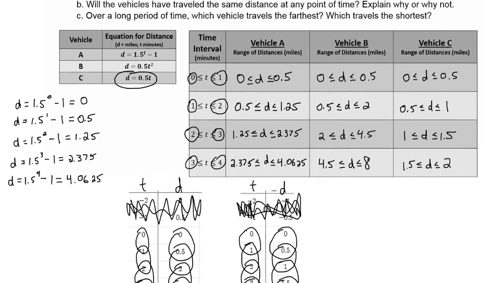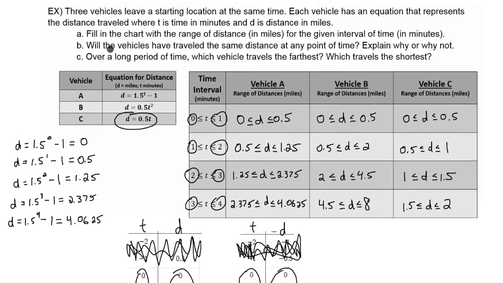Okay, so we have our table filled out, and now we're asking, will the vehicles have traveled the same distance at any point of time? So let's see. We have 0 minutes here, and it looks like we all started at a distance of 0, right? And that's to be expected. You can't travel anywhere if you haven't started the time yet. And then after 1 minute, it looks like we've traveled a distance of 0.5 for vehicle A, 0.5 for vehicle B, and then 0.5 for vehicle C.